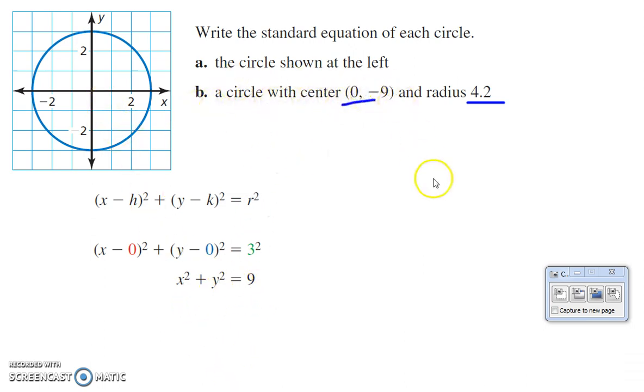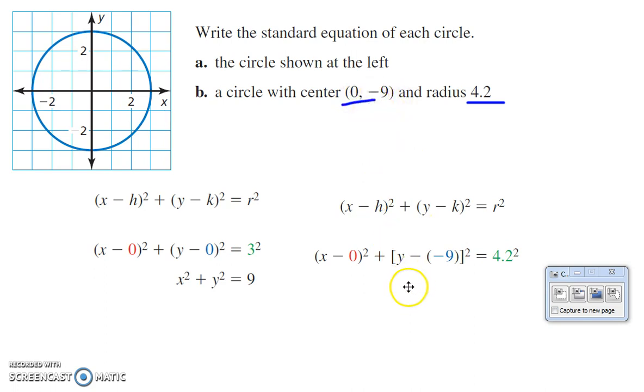If we have a center at (0, -9), then I'm going to replace h and k with 0 and -9. Now, pay attention here with this negative, right? Because that's going to be a -9. That's where the mistakes are going to happen here. Any time you have a negative, that's a warning sign. And then the radius 4.2, simplify that, and this is in standard form as far as I can simplify that.